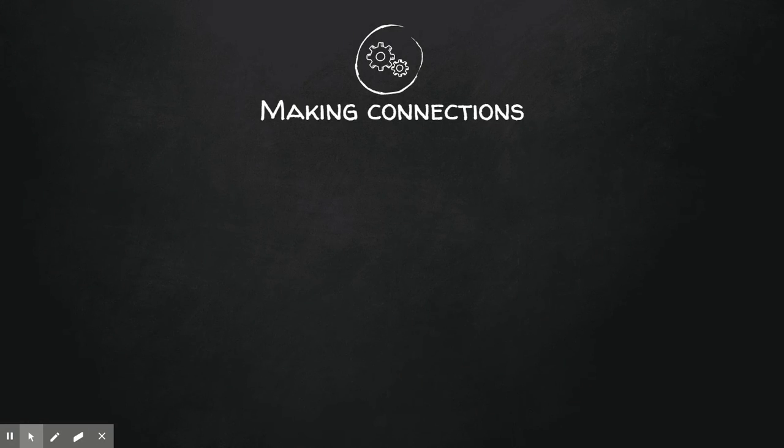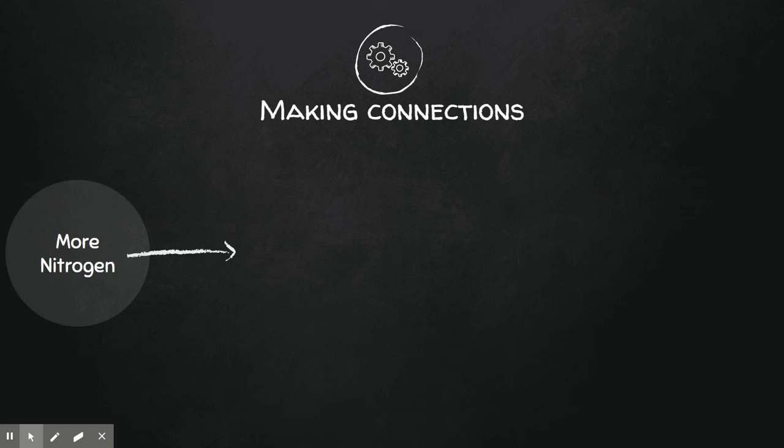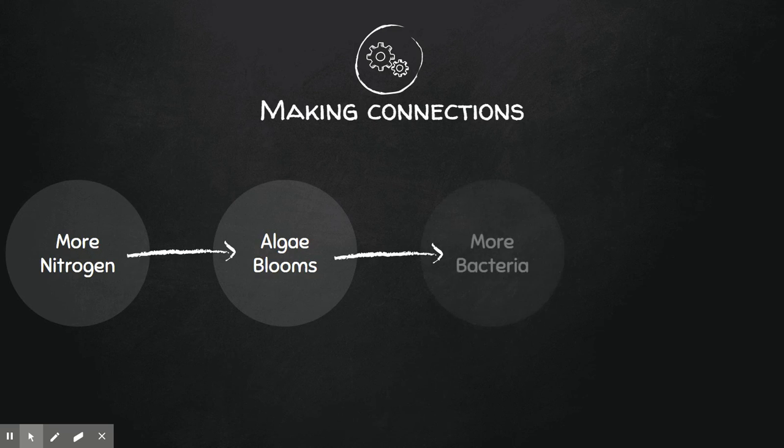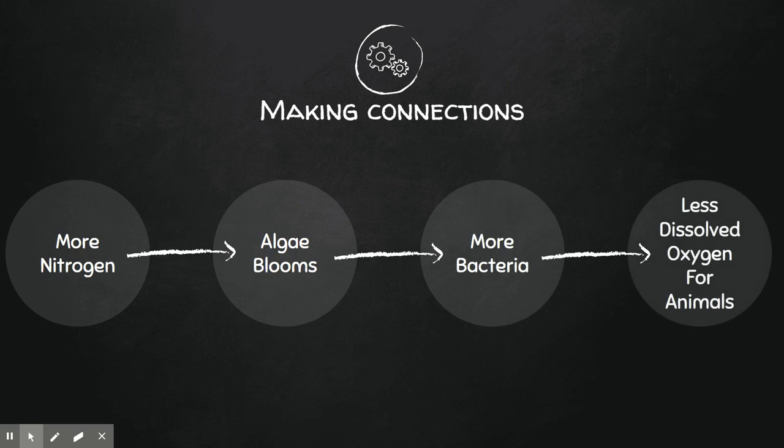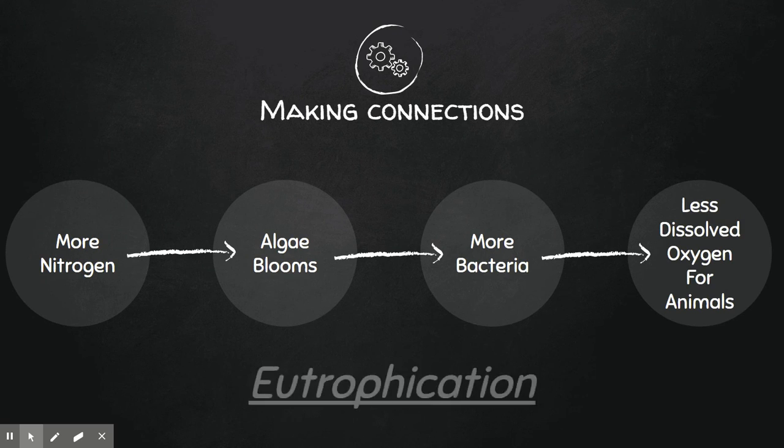Let's go over this connection again. Adding more nitrogen to the environment can lead to algae blooms, which leads to more bacteria decomposing dead algae and using up dissolved oxygen, which leaves less oxygen for animals like salmon. This process is called eutrophication and can make it very difficult for salmon to survive.